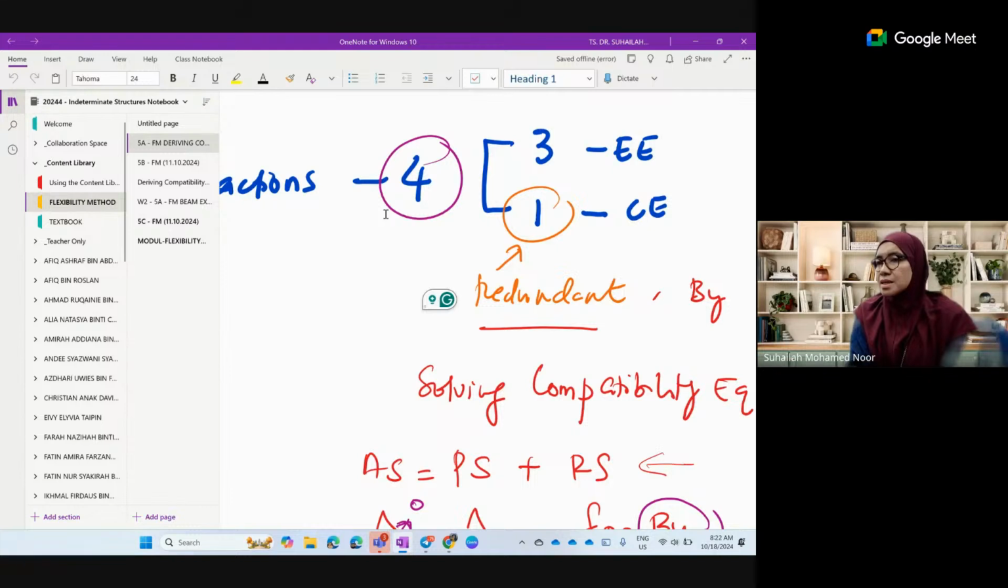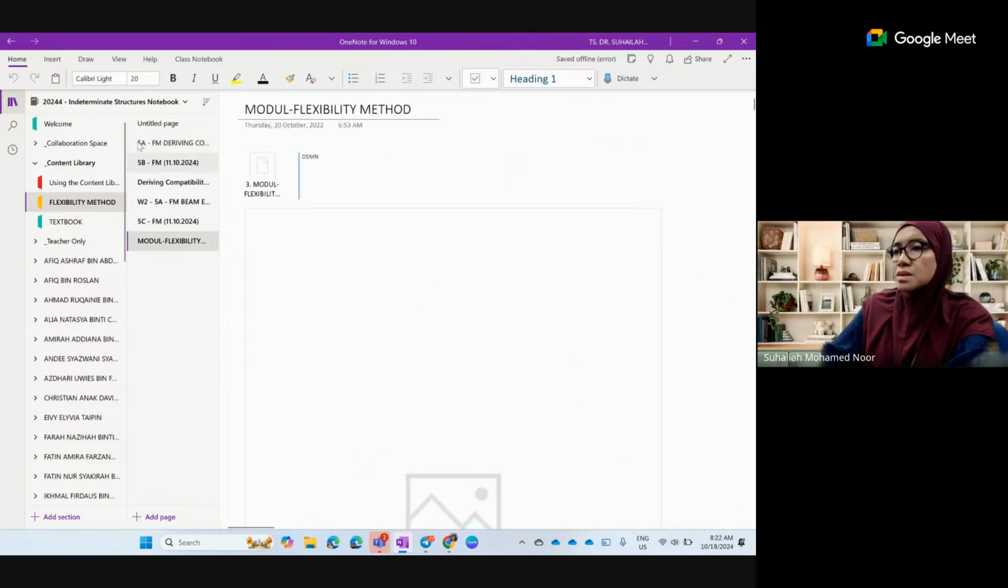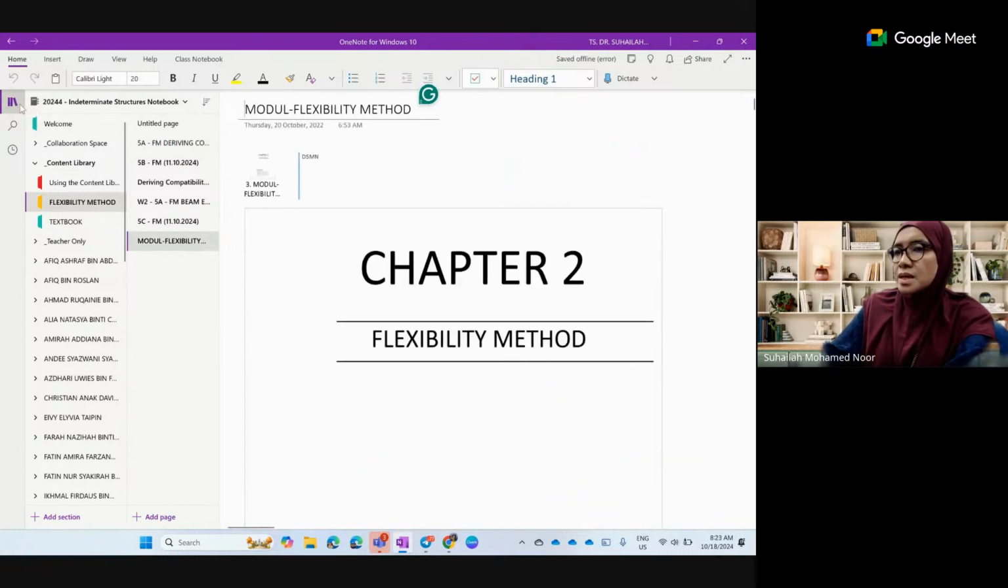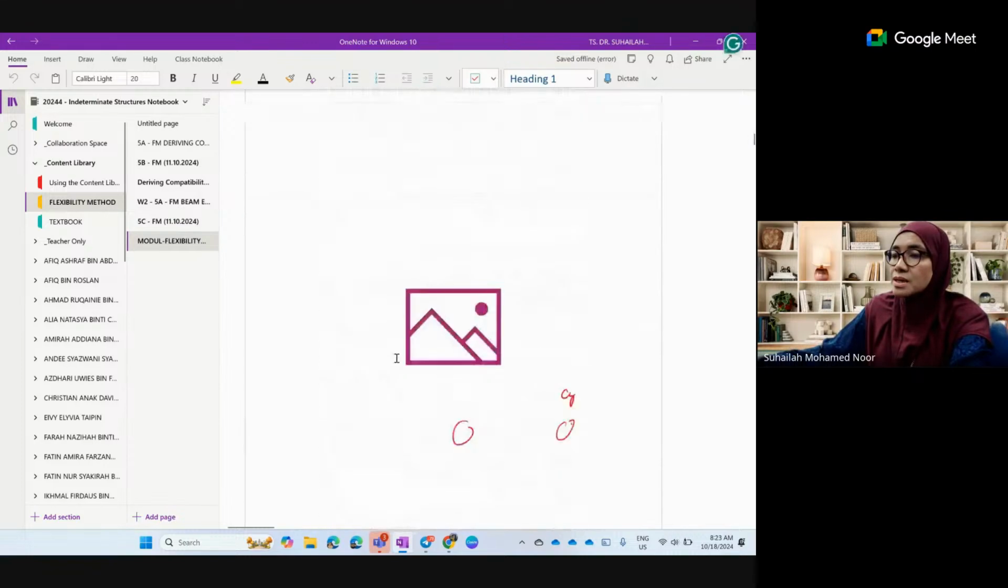Okay, we are in week number 2. We are discussing the flexibility method analysis of beams. Starting with beam analysis, in the previous video we discussed how to derive the compatibility equation for one redundant. The scope covered for this topic is one redundant and two redundant. So for this morning, I will show you another one.